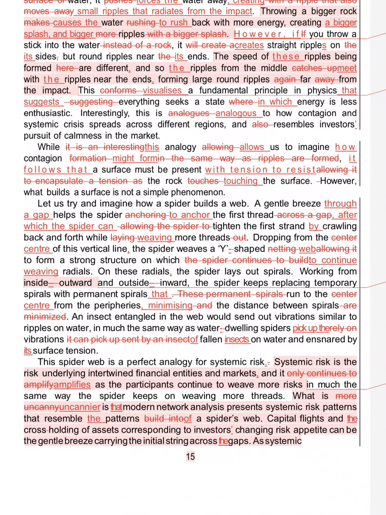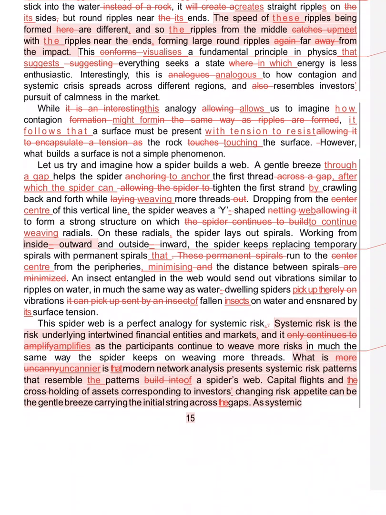So we cut off the spider continues to build. It's a repeated thing. Knitting, allowing it, is not knitting, it is web. Okay. So the spider web to continue weaving radials. That's it. On these radials, the spider lays out spirals, working from inside outward. Okay. Inward, the spider keeps replacing temporary spirals with permanent spirals. These permanent spirals run to the center from the peripheries and the distance between spirals is minimized.